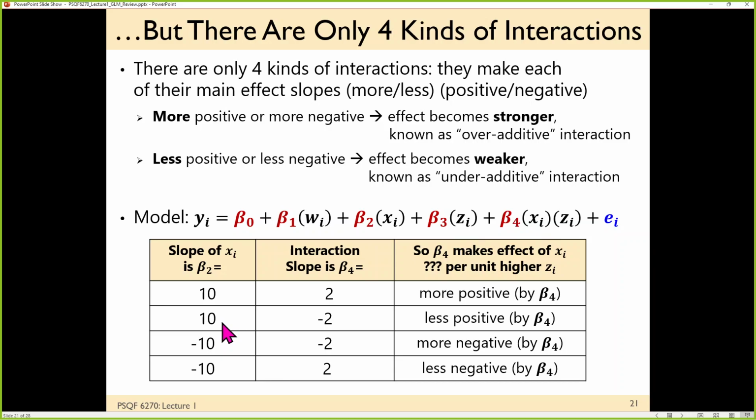If I have a slope of 10 for X, so higher X relates to higher Y when Z is 0, but the interaction coefficient, beta 4, is negative 2, then I would say for every unit higher Z, the slope of X becomes less positive by 2. And that is the way I would say it. Not lower, less positive. Because if I have a Z of 1, my slope becomes 8. That's still positive. That's still a positive relationship.